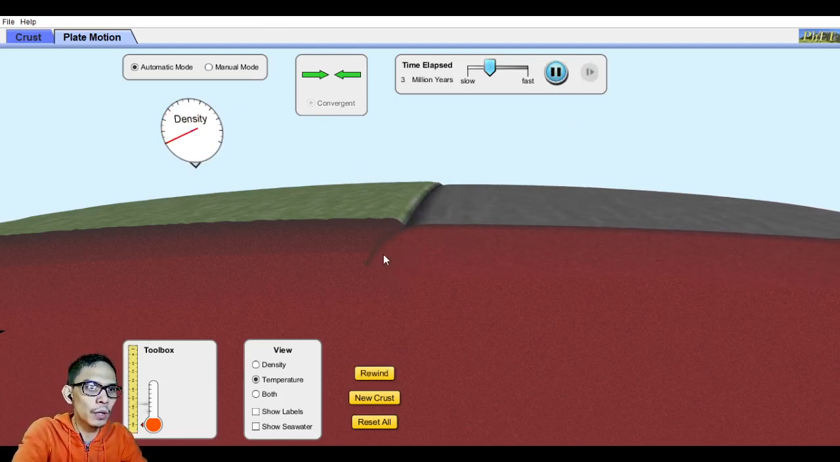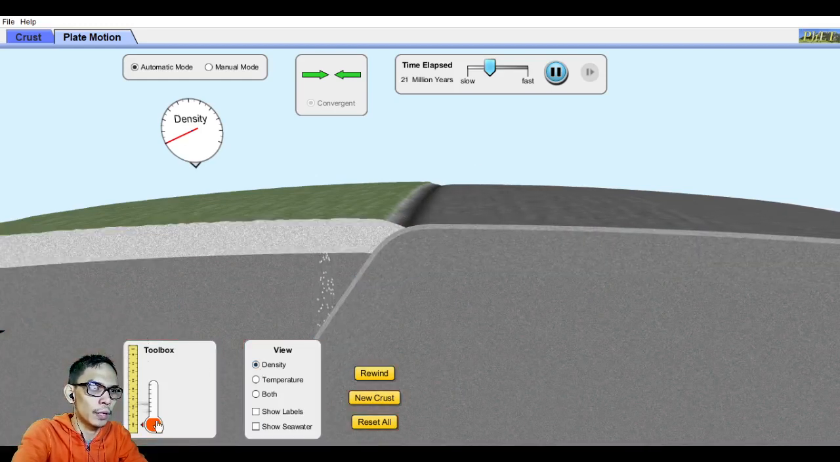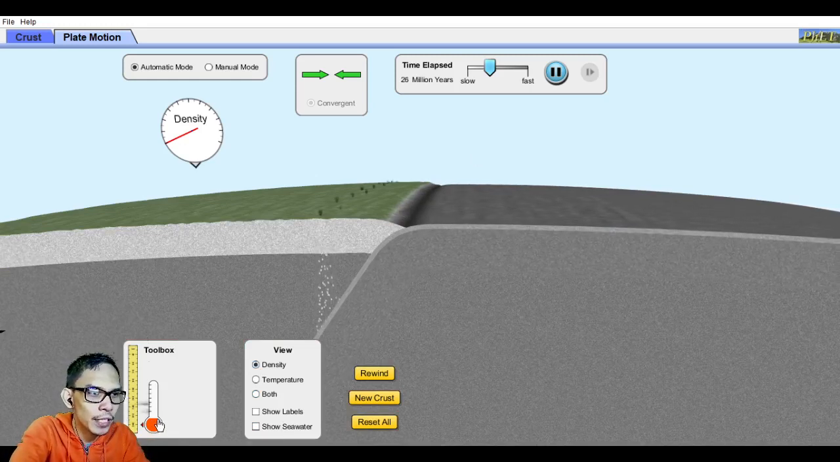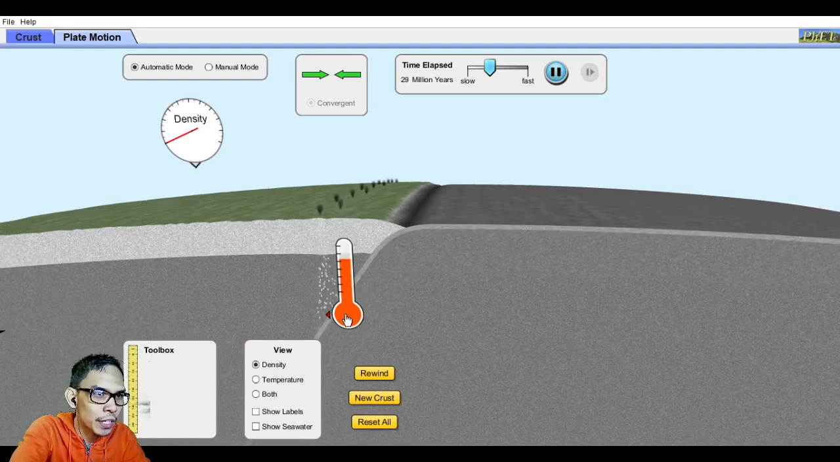So as you can see, there's one over here that is subducting and forming some sort of a trench over here. Right? It is forming a trench over here. And aside from that, okay, we'll take a look at the temperature on this portion. So as you can see, the materials over here. Alright, let's take a look at the temperature of the materials here. Okay, so this is higher.